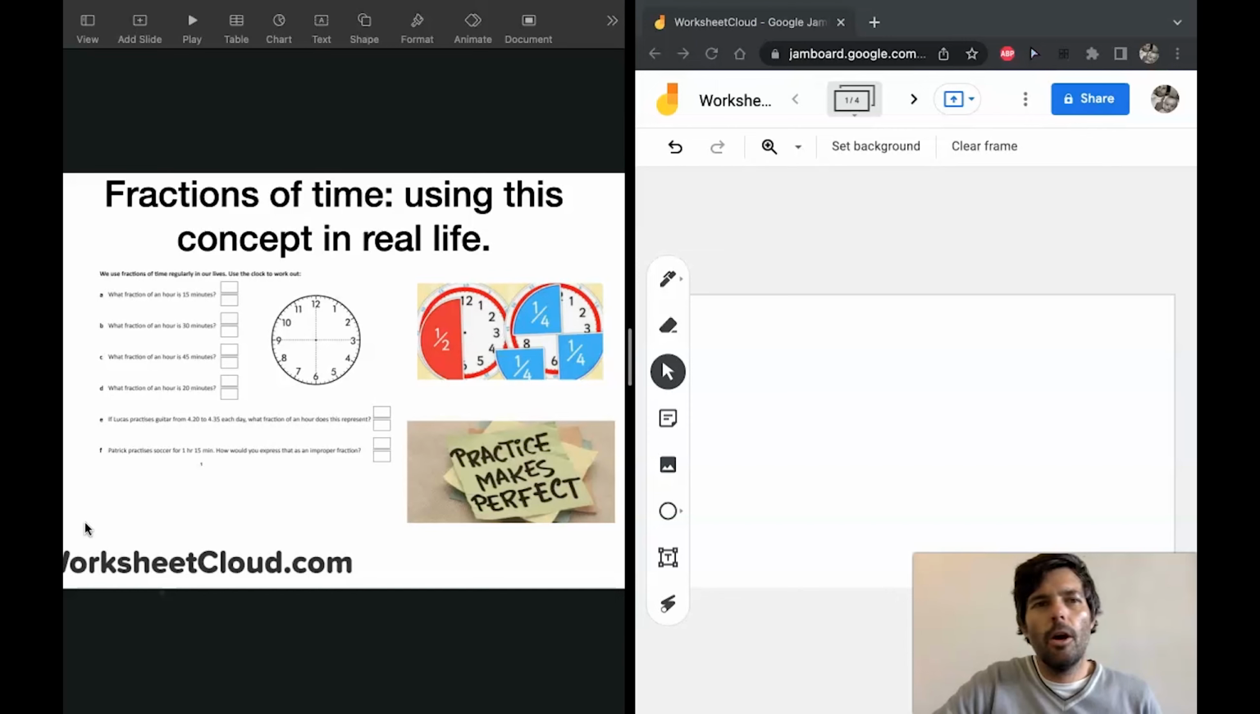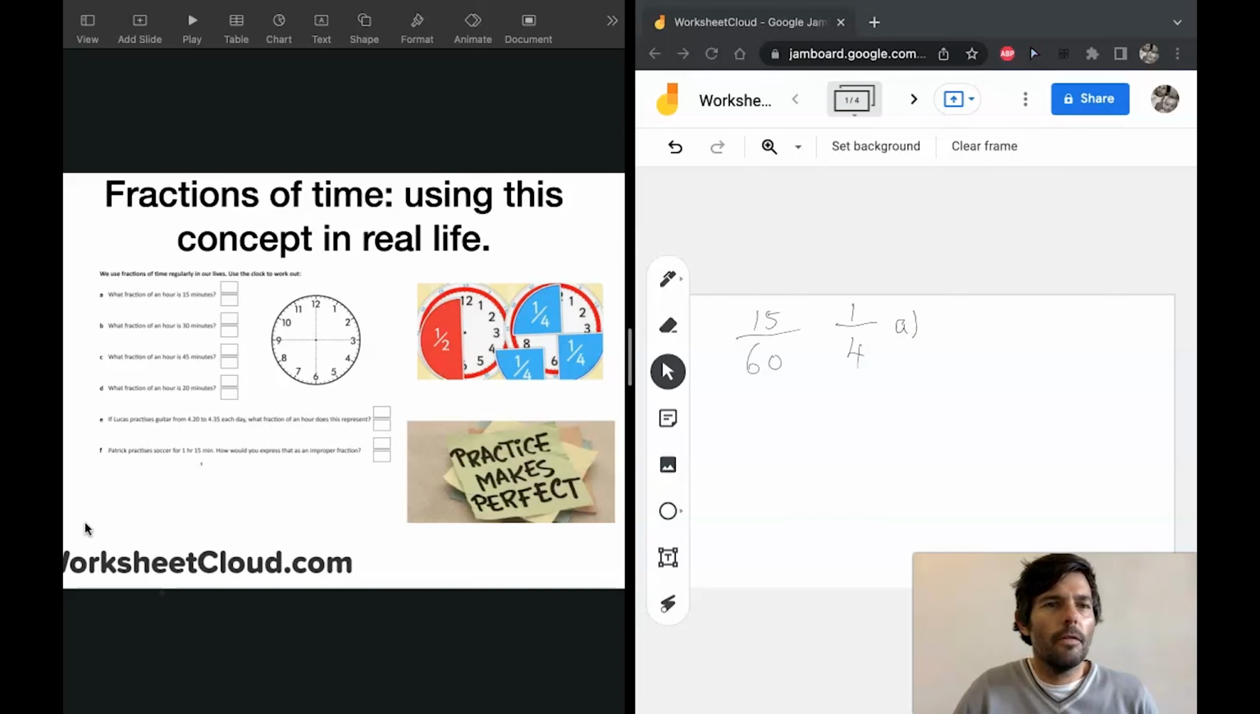For example, in A, they ask you what fraction of an hour is 15 minutes. We should know how many minutes there are in an hour. I'm not going to tell you, let's see if you can remember. But then simplify that fraction before you move on. Press pause, work through A to F, then press play and see how you get on. Welcome back. We know that there's 60 minutes in an hour, and they ask what is 15 minutes of 60? 15 goes into 15 once and into 60 four times. So your final answer for question A should be a quarter.